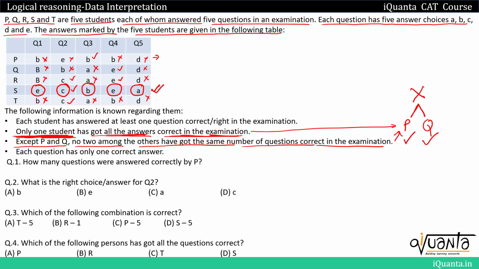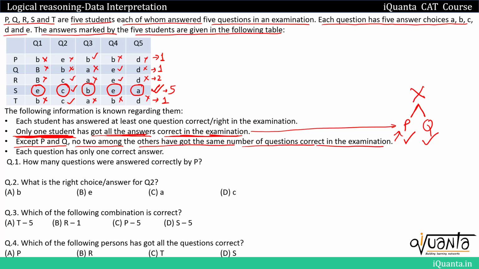So in this case, P has answered one question correctly, Q has answered one question correctly, R has answered two questions correctly, S has answered how many? 5 questions correctly, and T has answered one question correctly.